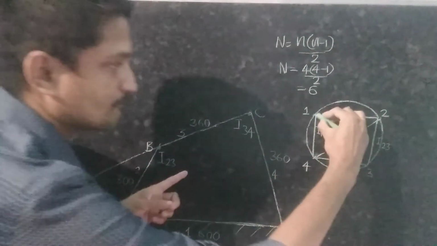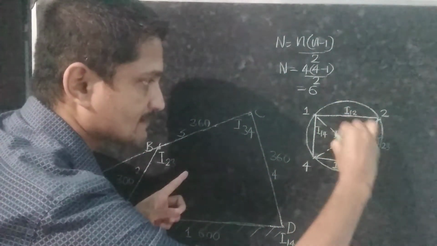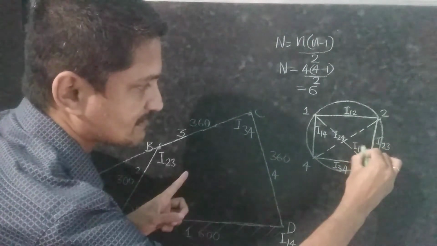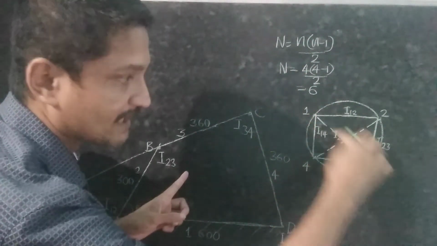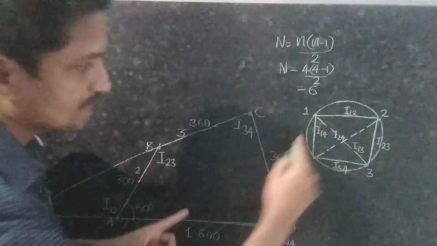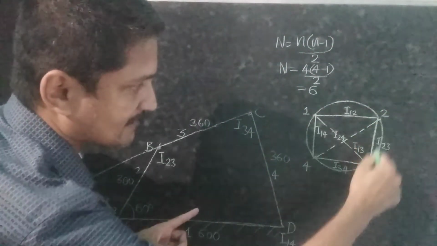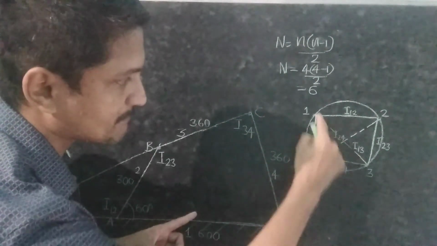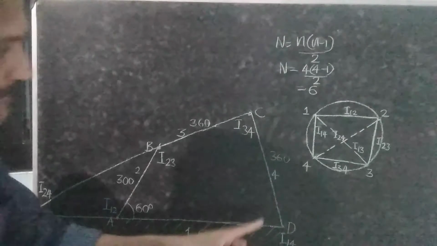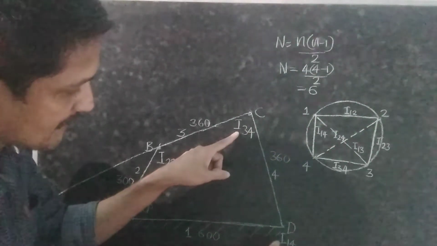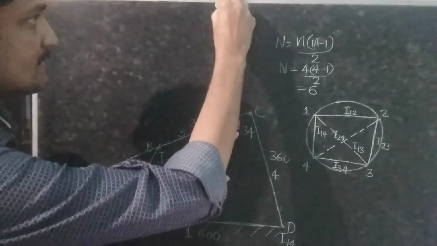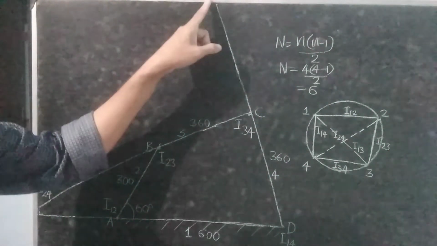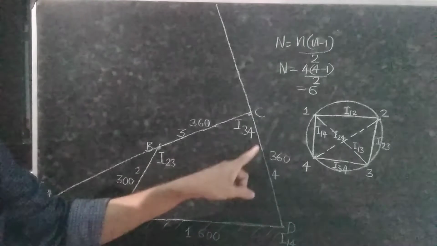Similarly, when we consider this instantaneous center I13, in order to find it out, we consider this triangle and this triangle. Then I14, I34 and I13 must be on a straight line. Then I13 must be on this particular line.